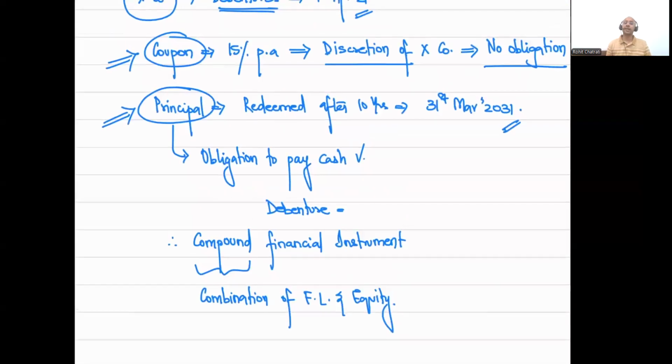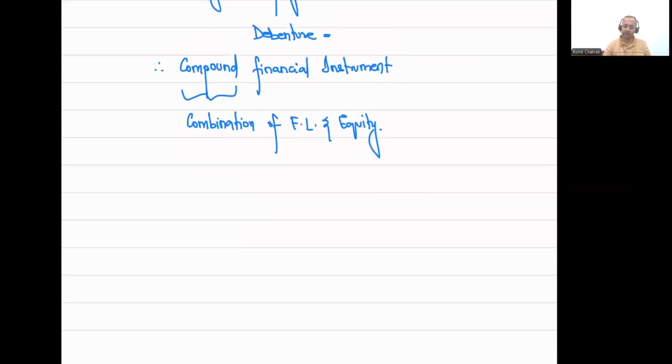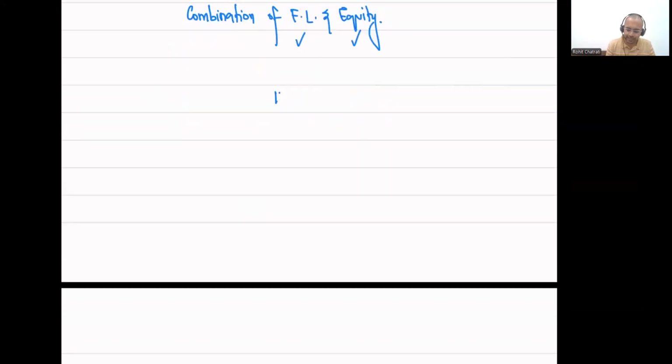Now, what is the implication of classifying this instrument as a compound financial instrument? The implication is when we record the journal entry, we will record a portion of the proceeds received as financial liability and a portion as equity. Let us say if 10 lakhs is the total proceeds received by issuing the debentures, a portion of this 10 lakhs will be classified as a financial liability, and the remaining portion will be classified as equity.